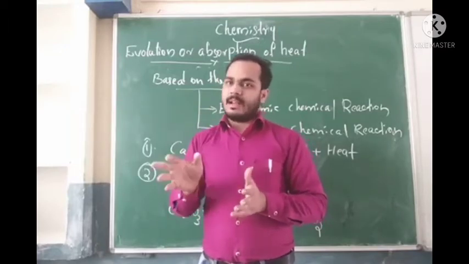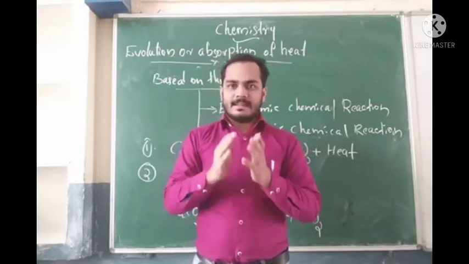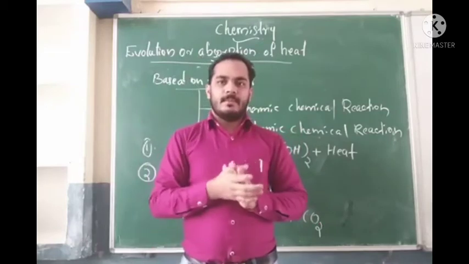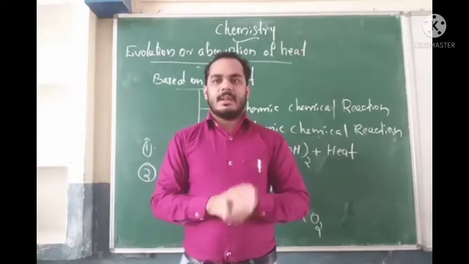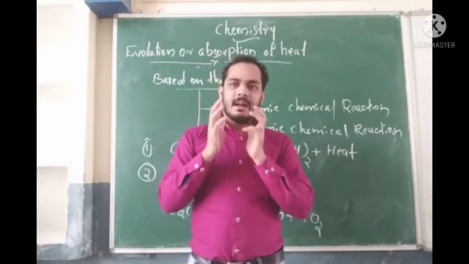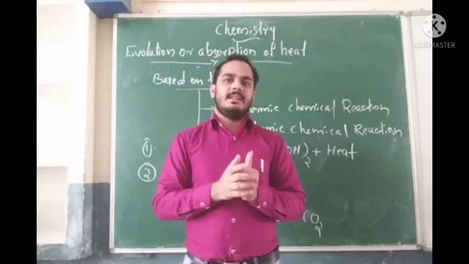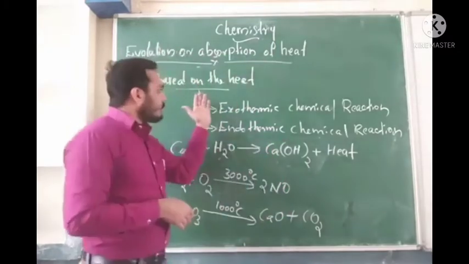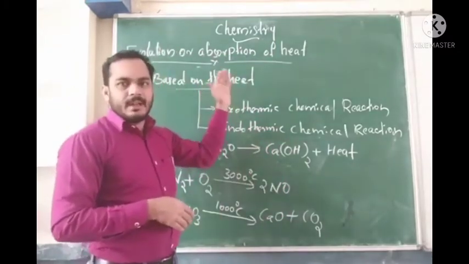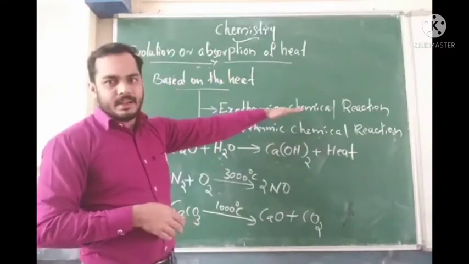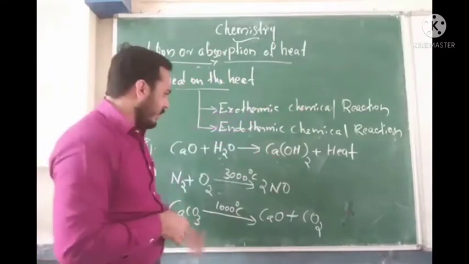Absorption of energy is called an endothermic reaction. I will explain that one: how the energy is produced during a reaction, how it is absorbed, what the reason for the absorption is, and what the result of absorbing heat energy is. Listen carefully. Based on heat, chemical reactions are classified into two types. The first one is the exothermic reaction.